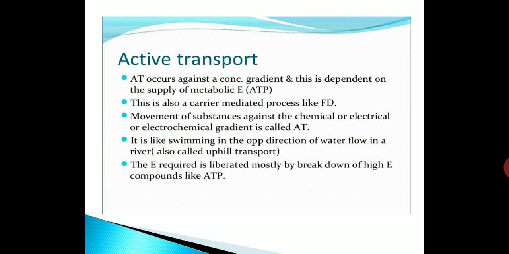Movement of substances against the chemical or electric or electrochemical gradient is called active transport. It is like swimming in the opposite direction of water flow in a river, also called uphill transport. The energy required is liberated mostly by the breakdown of high energy compounds like ATP.